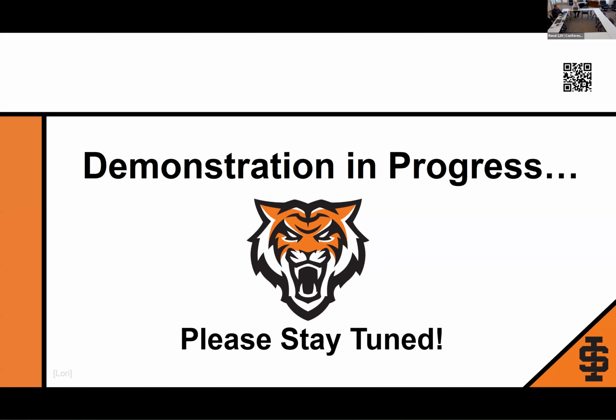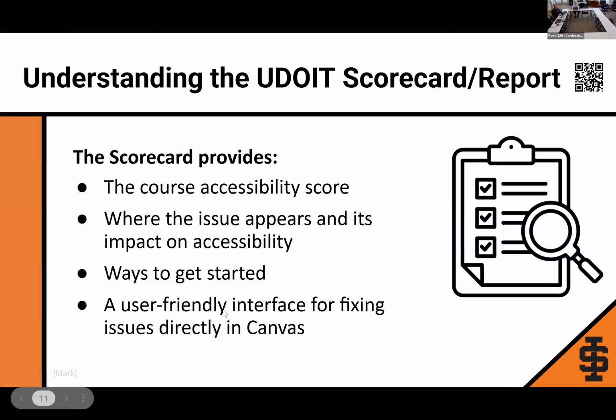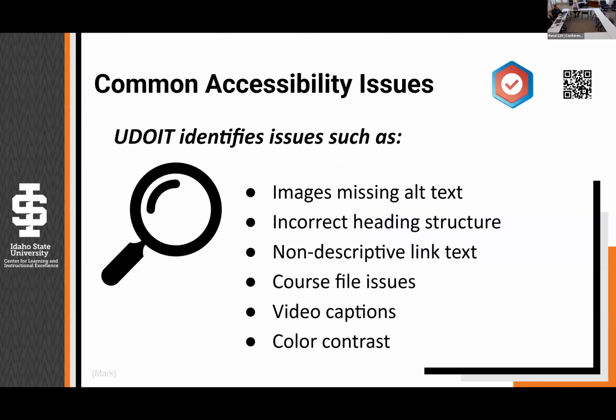All right, thank you, Lori. So a little bit about that scorecard. The scorecard provides you with an overall score, and you may have seen that during the demonstration. And when we go back and do a demonstration later on, you'll also see that as well. This is where the issues appear, and this is kind of your starting gate for going in and identifying and correcting those accessibility issues that are in the course. It has a nice user-friendly interface for fixing those issues directly.